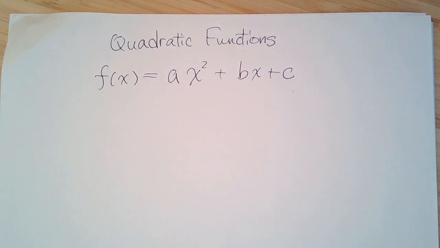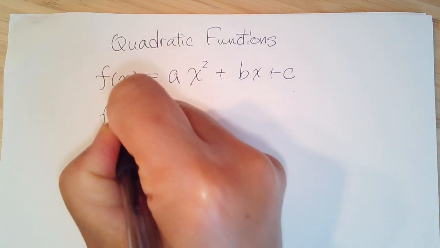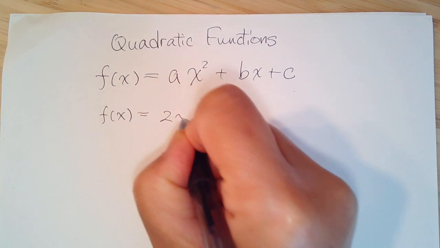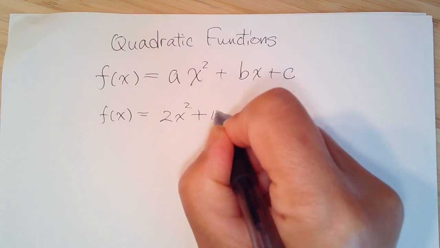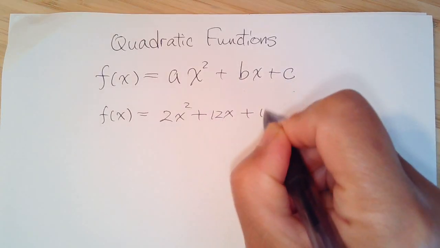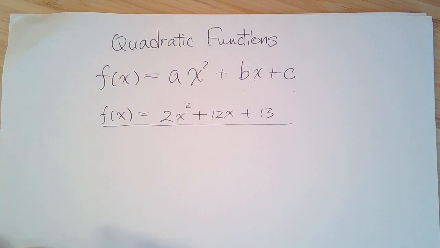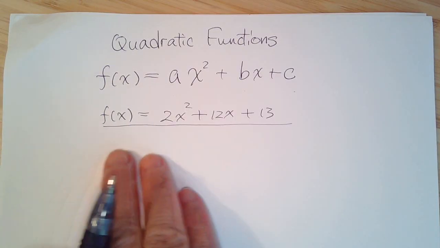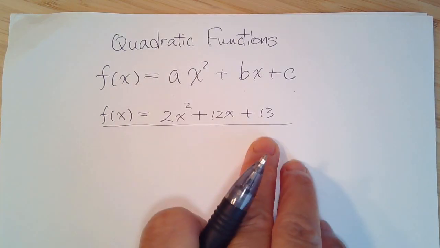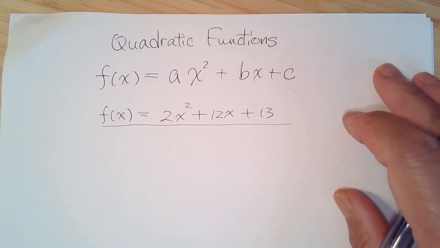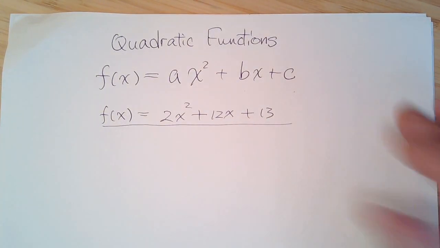For example, we have this quadratic function, f of x equals 2x squared plus 12x plus 13. This is a very typical quadratic function. So every time you see a quadratic function, you can write it like this. All right, now I want you to complete the square. Let's see how we should do that.